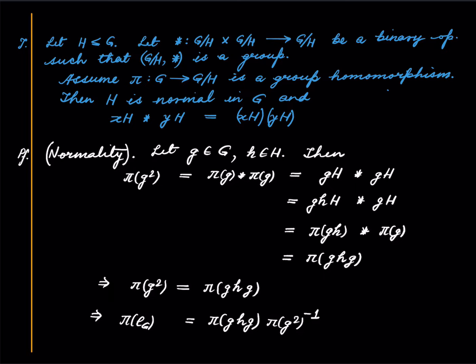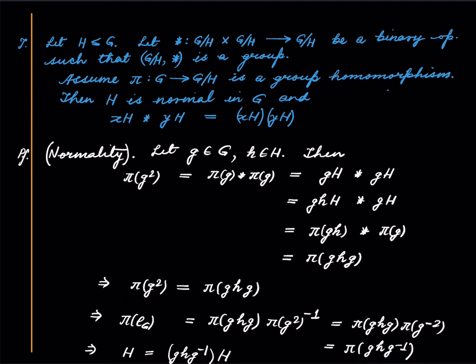Okay, so we have that, but what is the right hand side? This is pi of ghg times pi of g to the minus 2, which is, by the homomorphism property, equal to that. Since I'm out of space, I will write that in one single step. So we have pi of ghg inverse is pi of the identity. But what is pi of the identity of G? It is equal to H by definition of pi. So we have H equals pi of ghg inverse. Let me also skip that step. pi of ghg inverse is nothing but the corresponding left coset. So we have ghg inverse H.